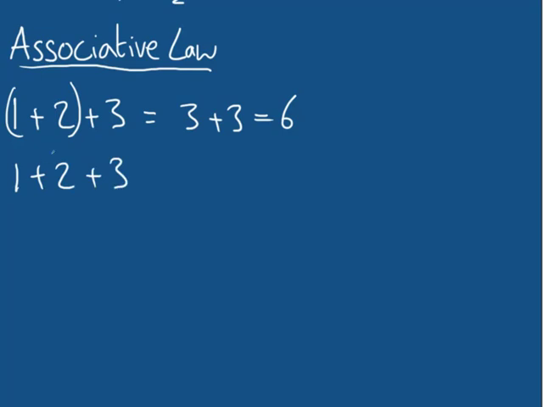Or, alternatively, we could group the 2 and the 3 together with parentheses, which gives us 1 plus (2 plus 3). 2 plus 3 is 5, so 1 plus 5, which is also equal to 6. So it doesn't matter how we group the elements, the result is the same. And this is the case no matter how many elements we combine together using addition. Thus, we can say that addition is associative. It abides by the associative law.